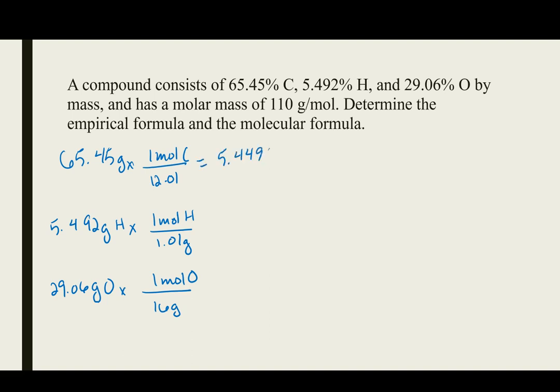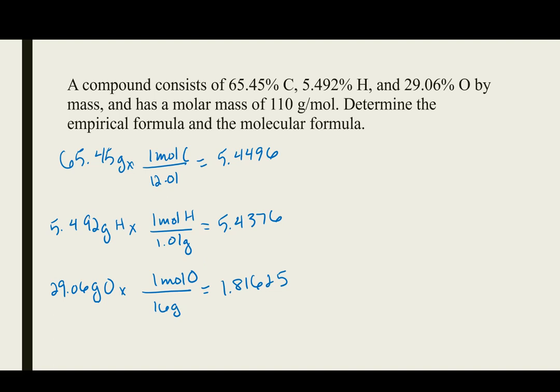Again, remember this step, do not go to sig figs, go to 3, 4, or 5, probably even better, decimal places. This is 5.4376. This is 1.81625. And then to get my ratio, because remember that's what an empirical formula is, the lowest whole number ratio.